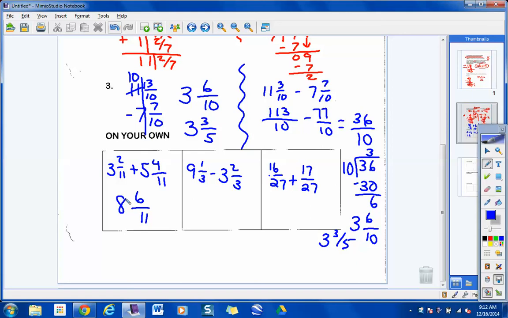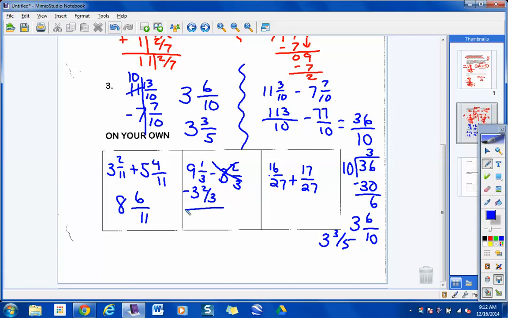Now the one that might be kind of difficult is this one right here. I'm going to write this as 9 1/3 minus 3 2/3 like so. Now this is one of those subtraction ones where the 1/3 part minus the 2/3 part. If I start with 1/3, can you take 2/3 away from that?